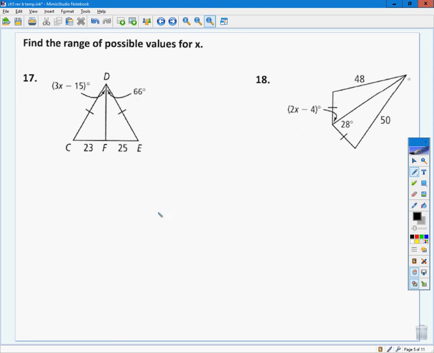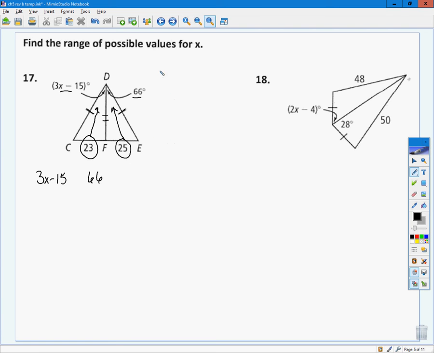This is an application of the Hinge theorem. It's actually the converse. And the first thing we're going to do is look at how we're going to compare these numbers. 3x minus 15, we are going to compare to 66. I can see that I have two sides of a triangle that are congruent, and the third side is different. So the angles that are across from the third side would also be different.